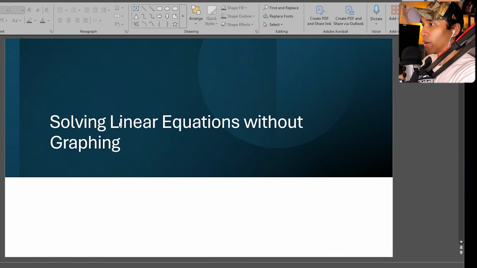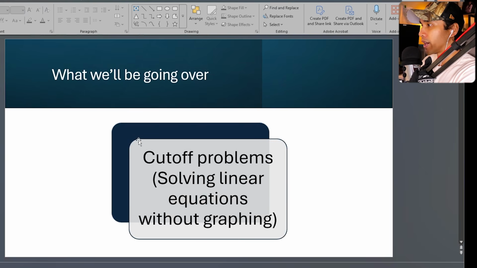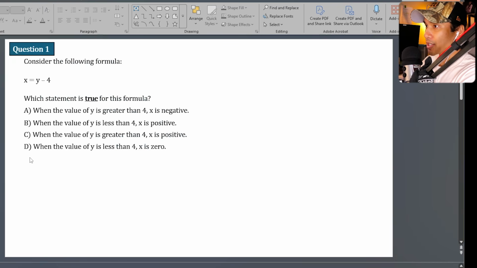Today, we're going to be going over solving linear equations without graphing, also known as cutoff problems. Let's go ahead with question number 1. Consider the following formula: x equals y minus 4. Which statement is true for this formula? In order to do this without graphing, we're going to need to find the cutoff point. And the cutoff point is when we set x to 0.